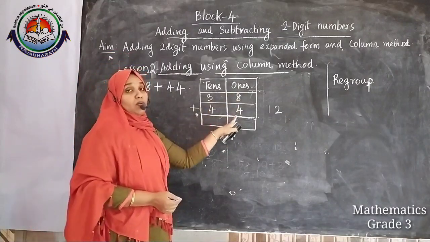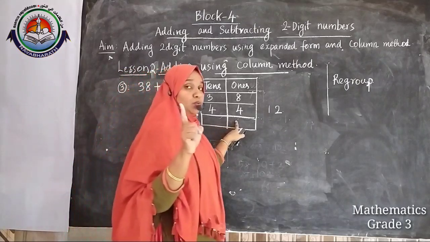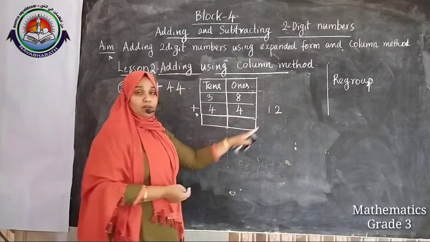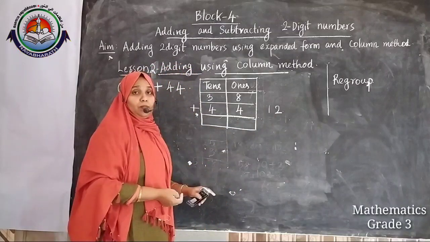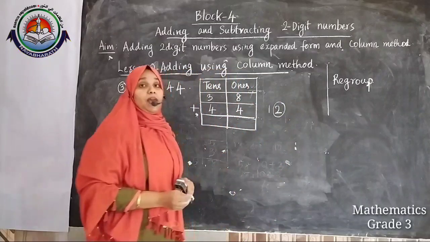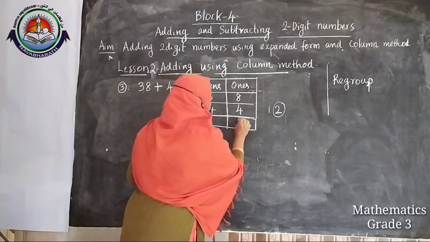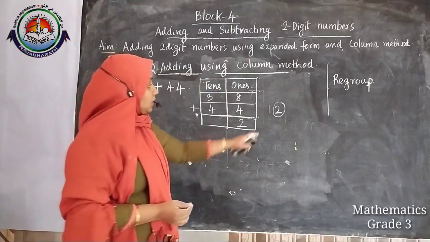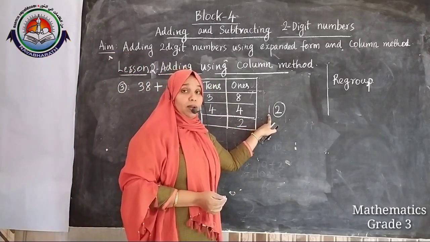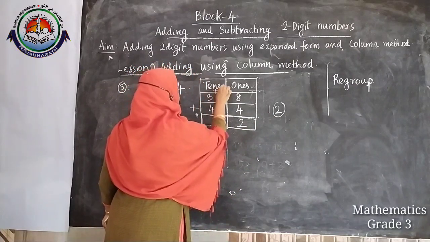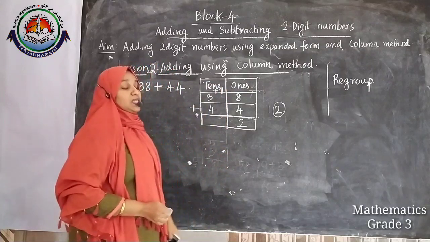We know in the ones place only one digit we have to write, not 2 digits. So which number will we write here, 2 or 1? Definitely we have to write the 2, that is in the ones place. So this 2 I am going to write here. Then where will we write this 1? Put it here, plus 1 in the tens place.